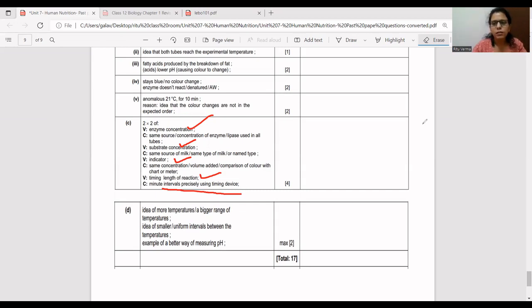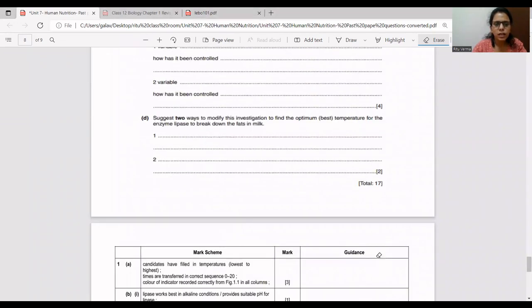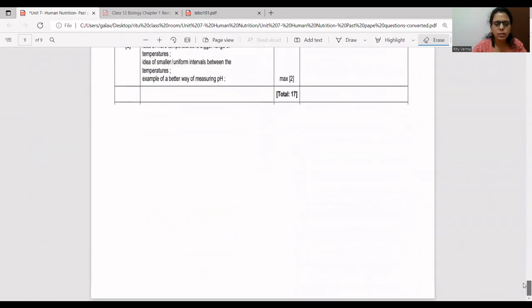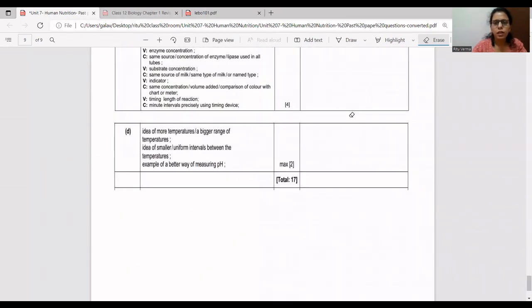The last part of this question is: suggest 2 ways to modify this investigation to find the optimum or best temperature for the enzyme lipase to break down fats in the milk. So the correct answer for this question is how you can modify this experiment to find out the optimum temperature for lipase enzyme. We can have ideas of more temperatures, a bigger range of temperature.